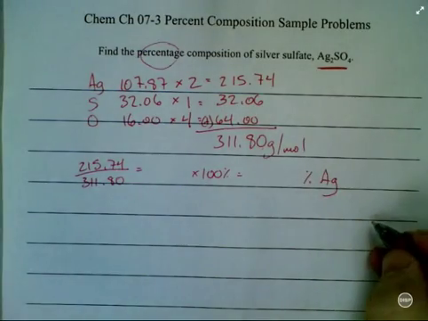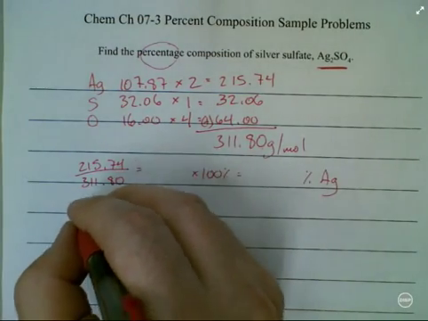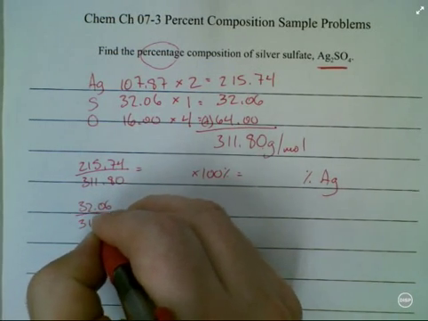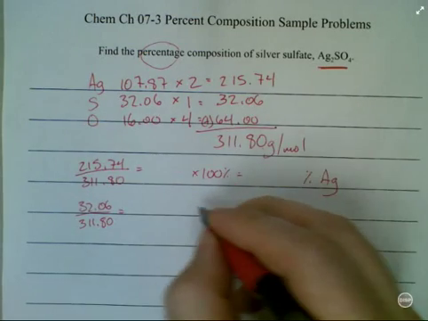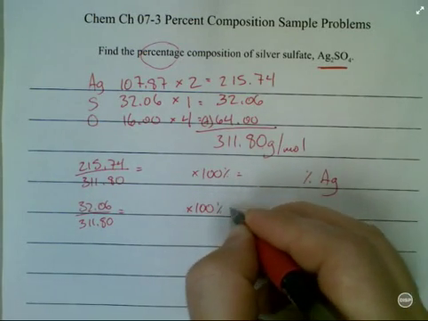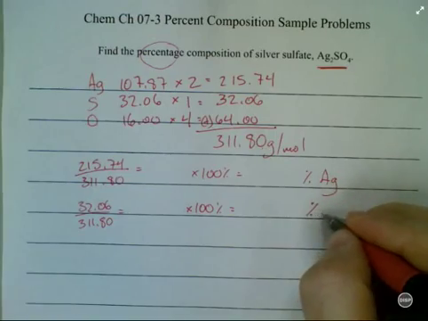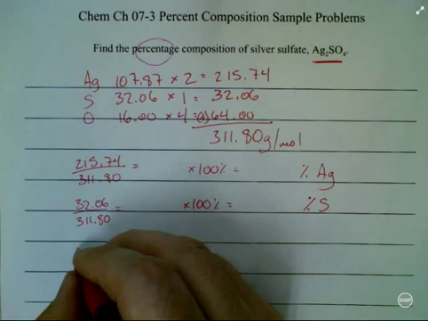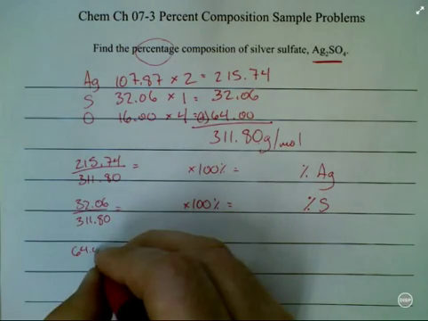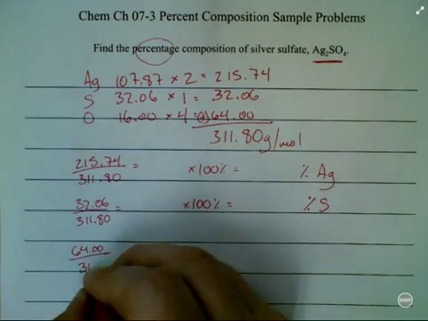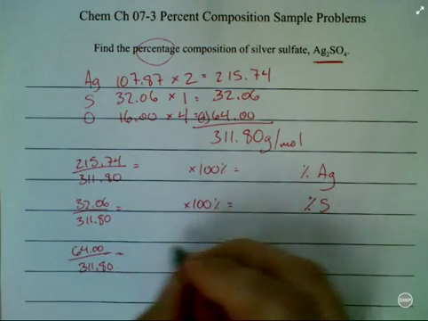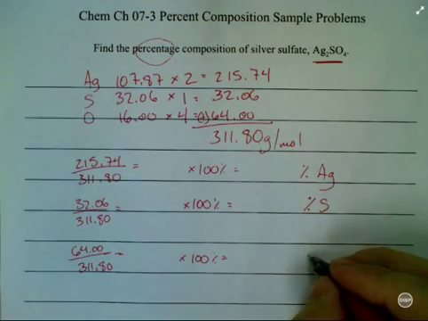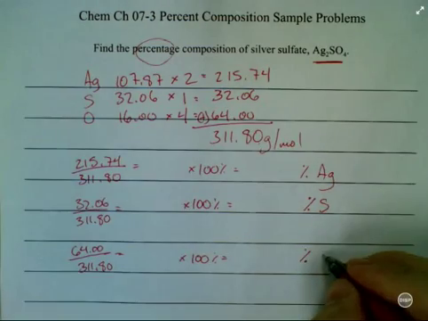Alright, next I'll take 32.06, divide that by 311.80. I'm going to turn that into a percentage, and that will be my percent due to sulfur. And then lastly, I'll take 64.00 divided by 311.80, take whatever decimal that is, multiply it by 100, and that will be my percent due to oxygen.